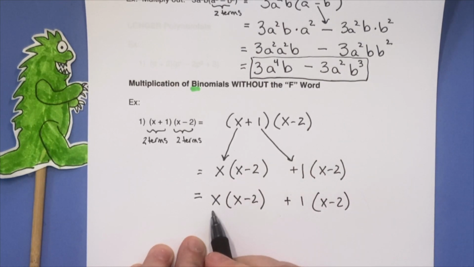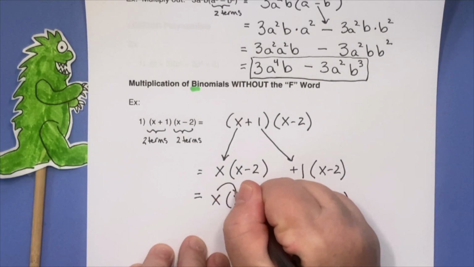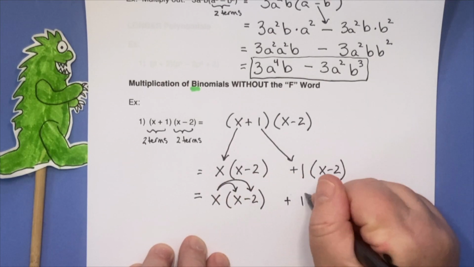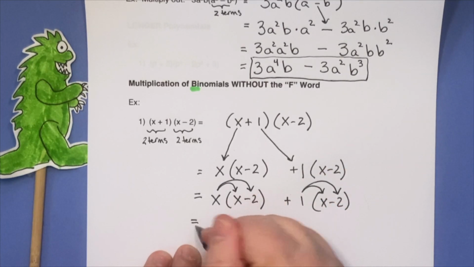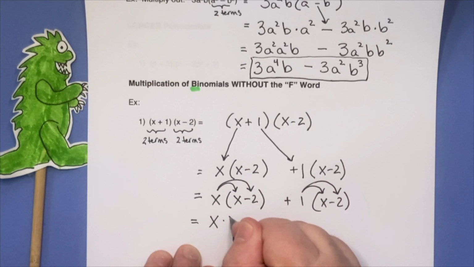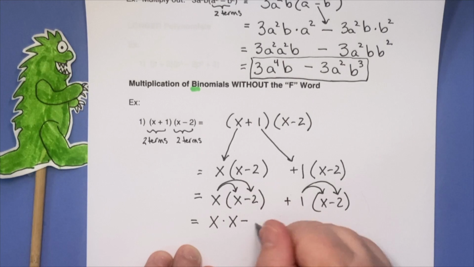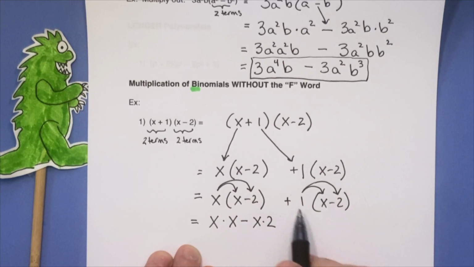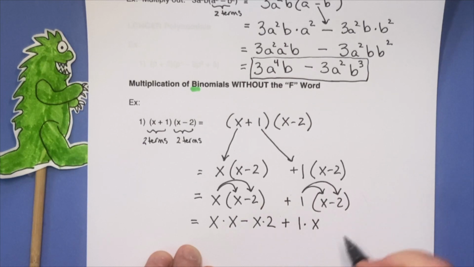So then I follow exactly the same method I used right up above, because now this is a monomial times a binomial. So it's just like what we did up here. I'm going to use the distributive property, and it's going to let me multiply x times x. And then I've got a minus there, so I'm going to say minus x times 2. I've got a plus there, plus 1 times x. And then a plus times a minus is a minus. So minus 1 times 2.